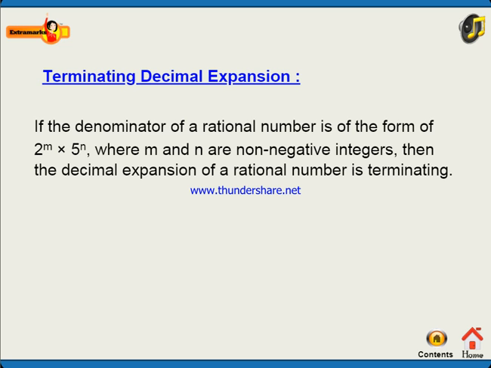We have also learnt about terminating decimal expansion. If the denominator of a rational number is of the form of 2 raised to the power m multiplied by 5 raised to the power n, where m and n are non-negative integers, then the decimal expansion of a rational number is terminating.